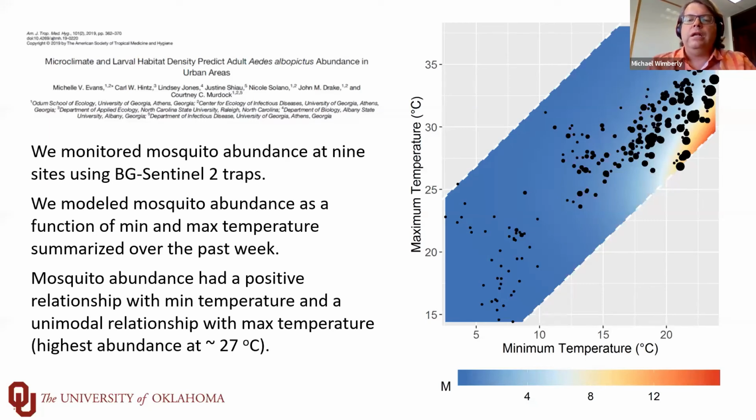We tend to find these abundances within a maximum temperature range of about 25 degrees Celsius up to maybe 33 degrees Celsius. So it's a unimodal relationship. You can see that those dots get smaller as we get up to about 35 degrees Celsius. It actually gets too hot for the mosquitoes during the day. And there's a general increase in mosquito abundance with minimum temperature. So we do find relationships between temperature and mosquito abundance at this microclimate level.